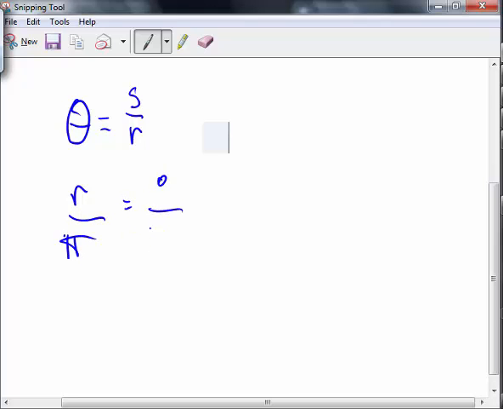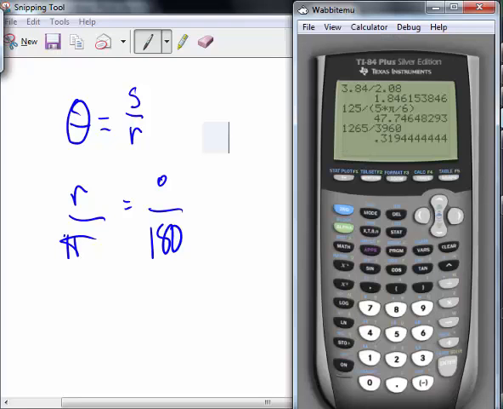Okay, but remember, if you want to switch from radians to degrees, pi radians is 180, so you have to take that number of radians times 180 divided by pi. So times 180 divided by pi, and you get 18 degrees.